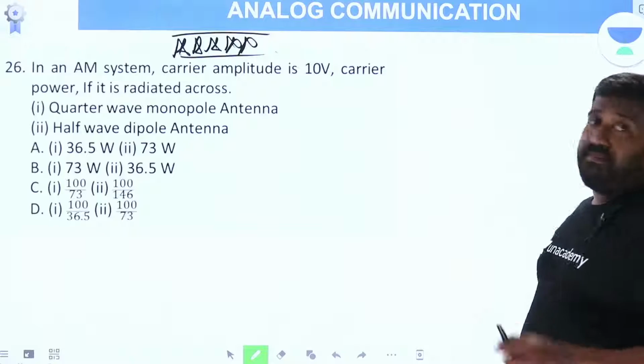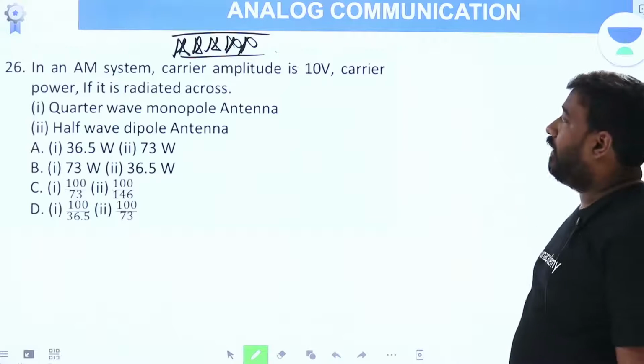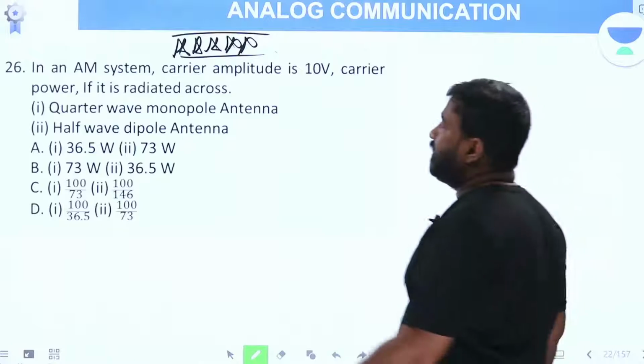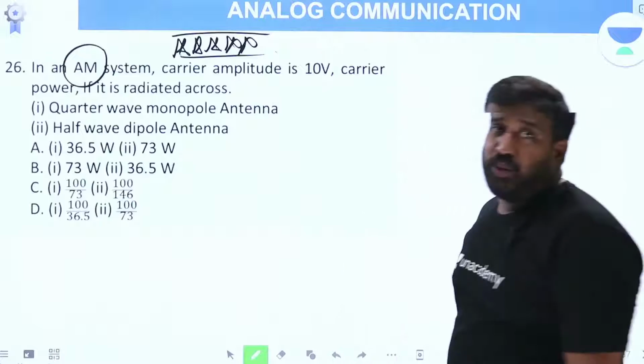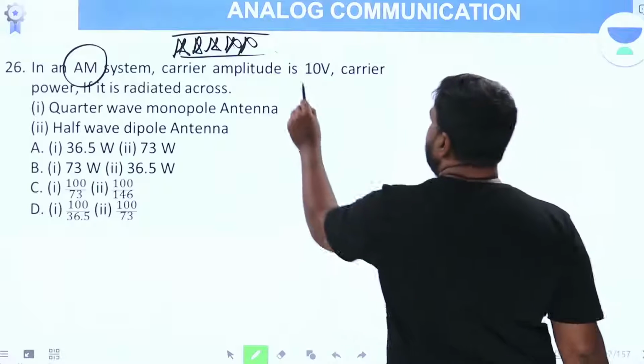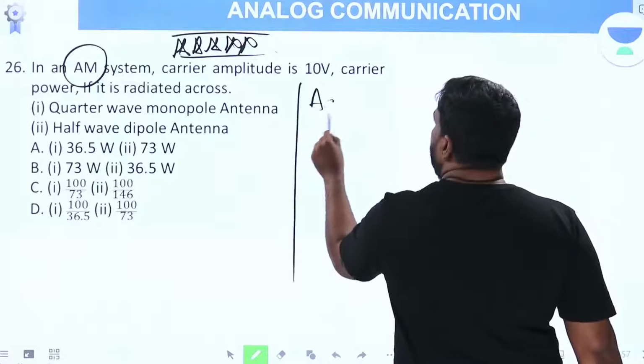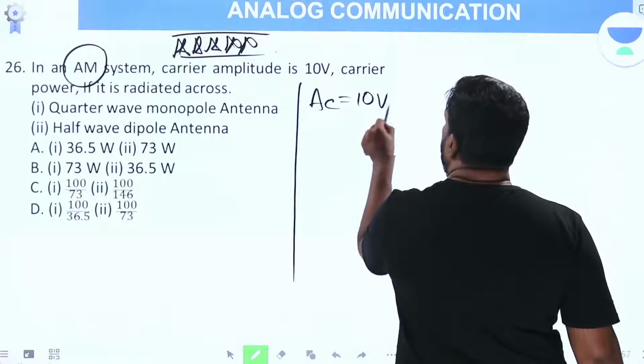In an AM system, I'll read out the question for you. In an AM system, carrier amplitude is 10 volt.